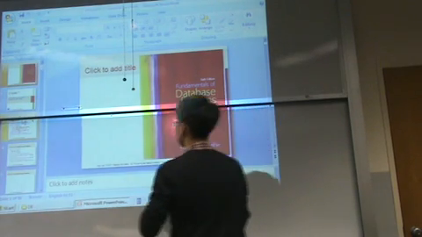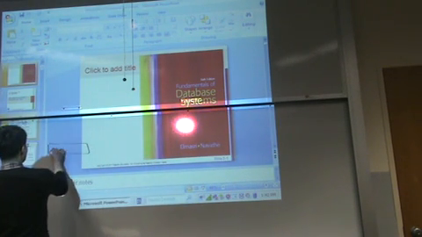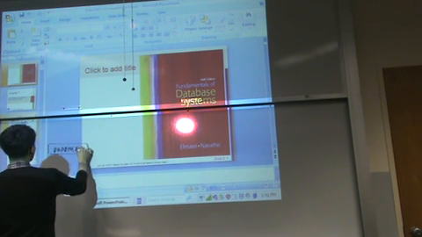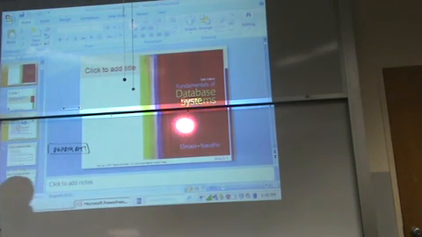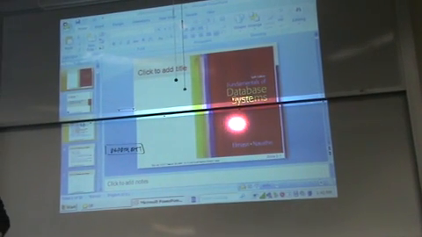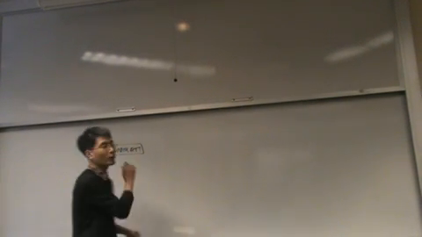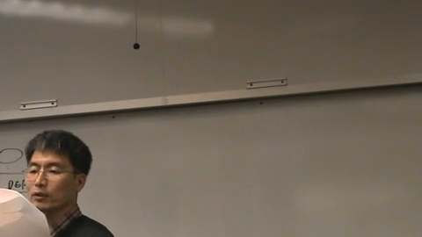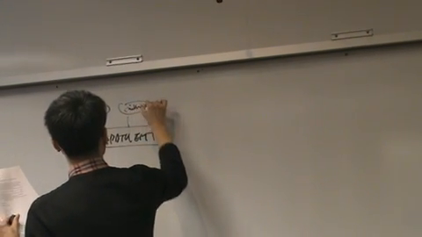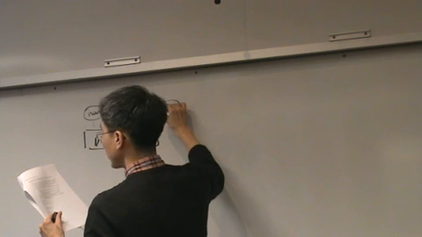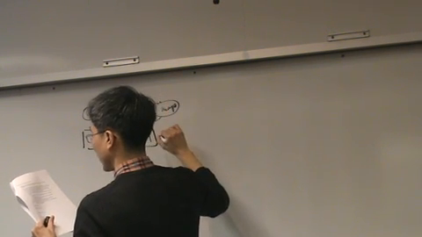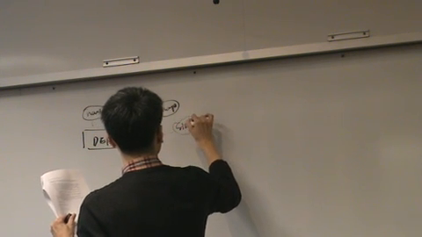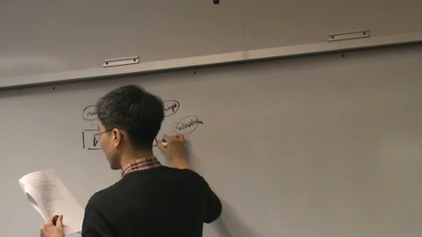We already defined department, project. We will use the rectangle to represent an entity. Each entity will be described by what? Attributes. Okay? In this example, the name and number and the manager's start date and the location.